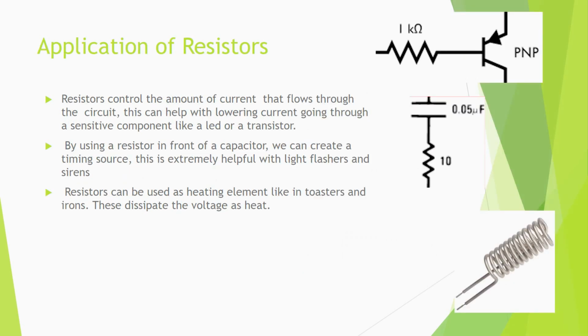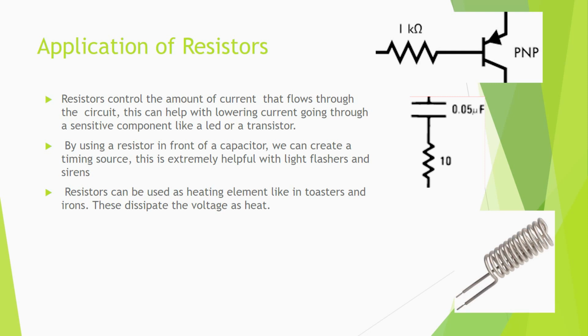There are many applications of resistors. Resistors can control the amount of current that flows through a circuit. This can help with lowering the current through a sensitive component like a light-emitting diode or transistor. In the diagram right here, you can see that this is a transistor, and at the base there is a resistor that limits the amount of current that can go through to the base. If the current is too high, it can actually fuse the transistor and break it.